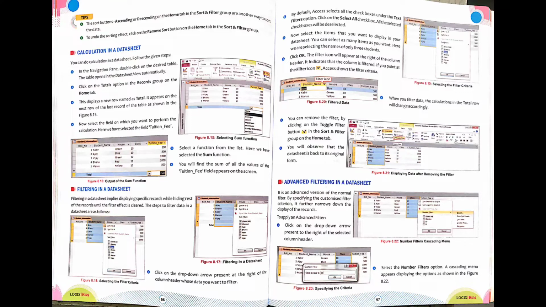First, you have to click on the drop down arrow present at the right of the column header whose data you want to filter. By default, Access selects all the check boxes under the text filter option. Click on the Select All checkbox. All the selected boxes will be deselected.